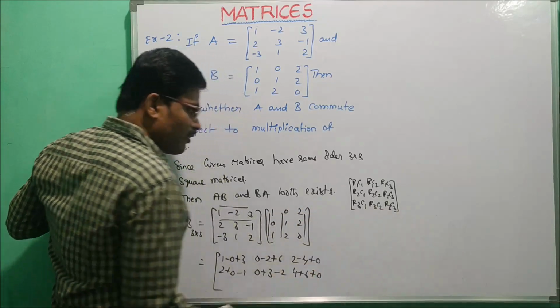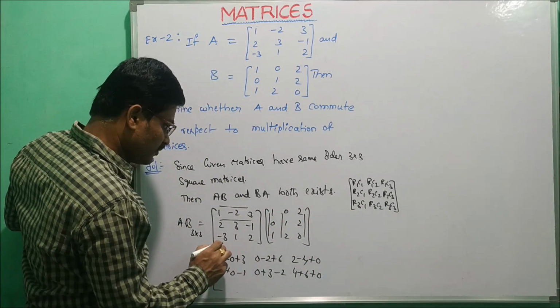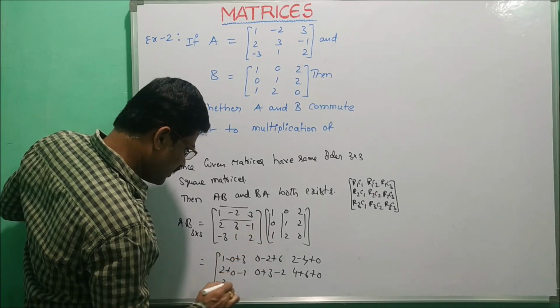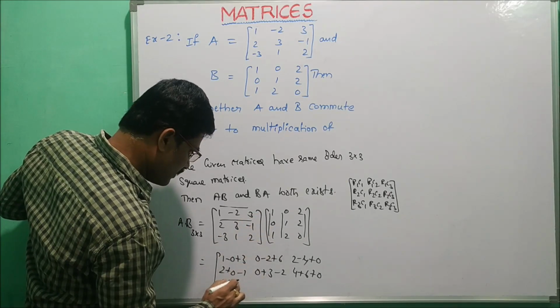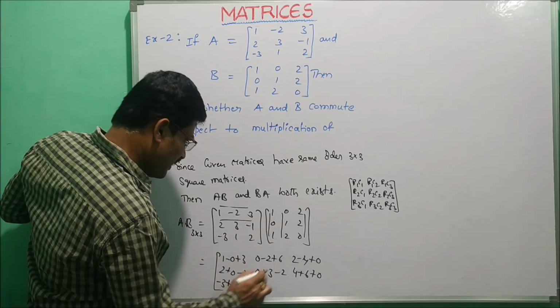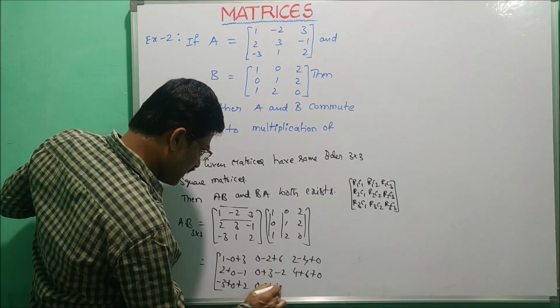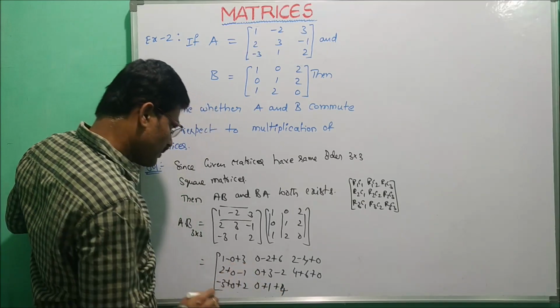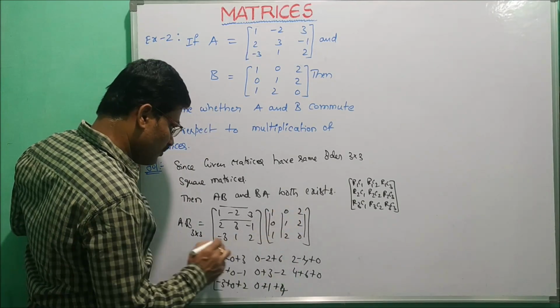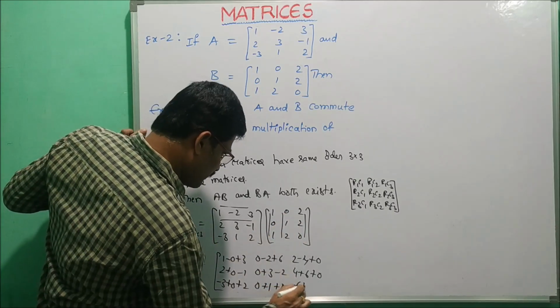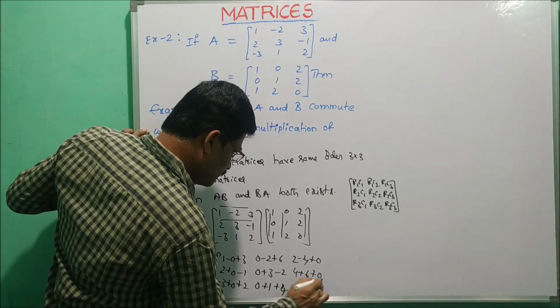Next we follow the third row, that is R3C1. Third row and first column: minus 3 into 1, minus 3, plus 1 into 0, plus 0, 2 into 1, plus 2. Then minus 3 into 0, 0, 1 into 1, plus 1, 2 into 2, plus 2, plus 4. Similarly third row, third column: minus 3 into 2, minus 6, 1 into 2, plus 2, 2 into 0, 0.